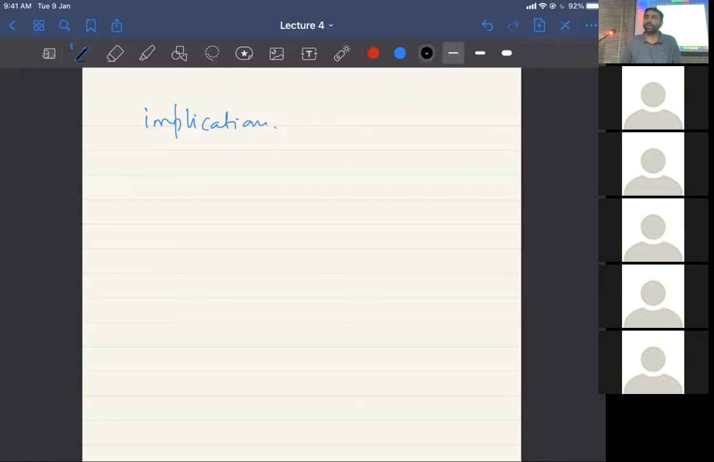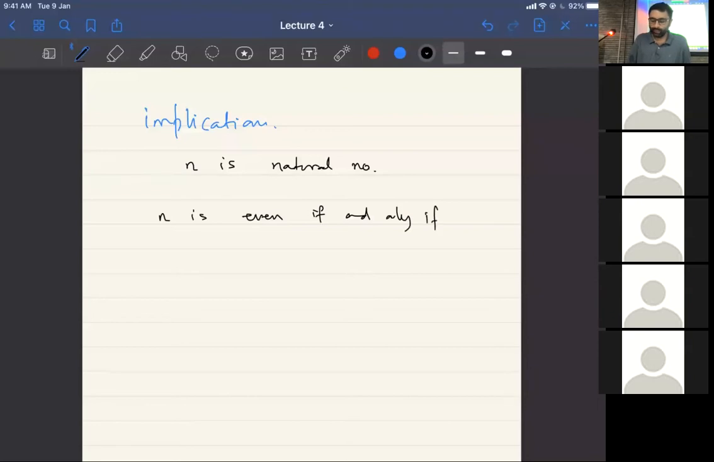Let me write some statements here and then I will come back to this question. So let me write. I would say, let's say n is a natural number. Okay. So I say n is even if and only if n plus 1 is odd. What does it mean? What does this statement tell us?